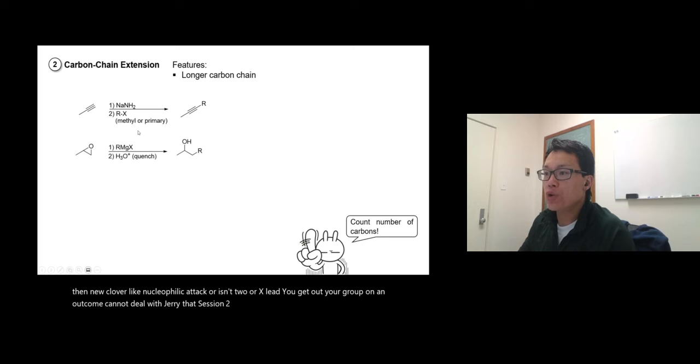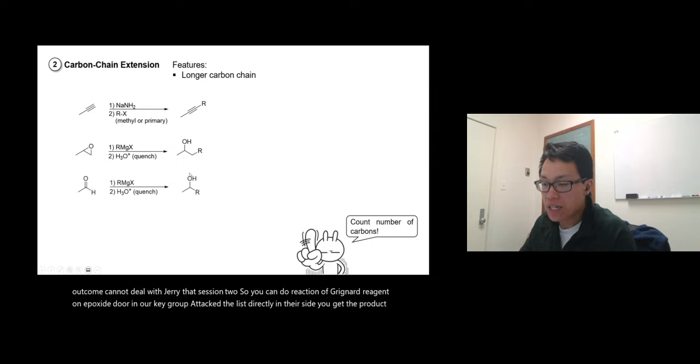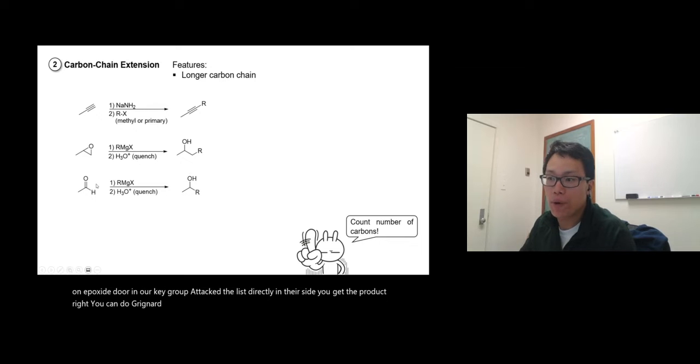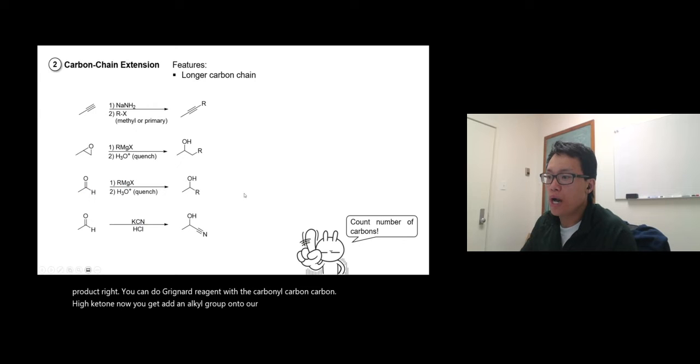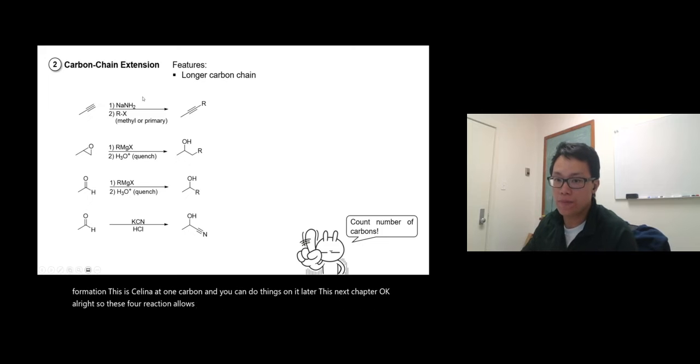So you can do the reaction of Grignard reagent on epoxide. An alkyl group attacks the less sterically hindered site, and you get the product. All right. You can do Grignard reagent with a carbonyl carbon, aldehyde or ketone. Now you add an alkyl group onto the aldehyde or ketone. You can do cyanohydrin formation. This is cyanide, add one carbon, and you can do things on it later. This is the next chapter. Okay. All right. So these four reactions allow you to put carbon on a carbon chain.